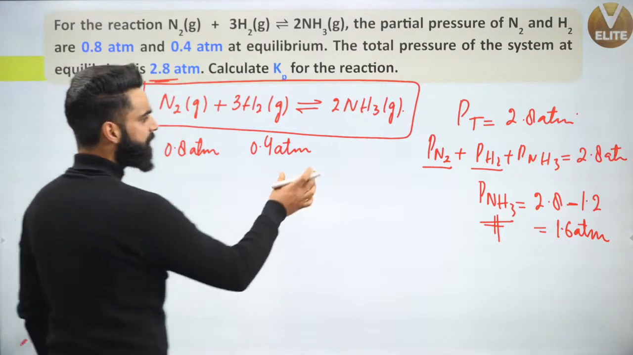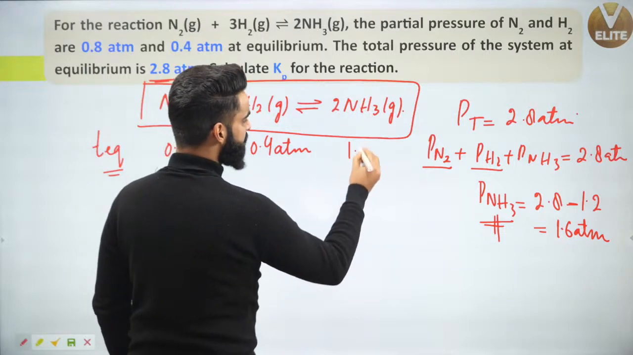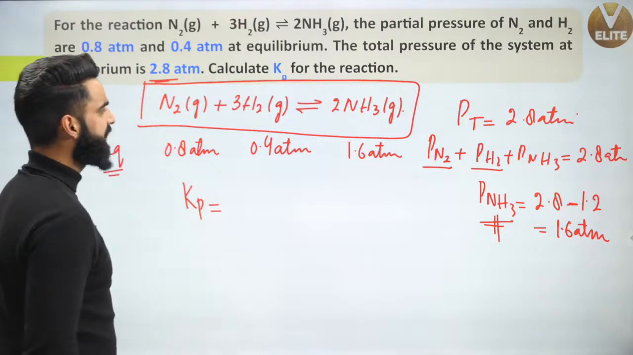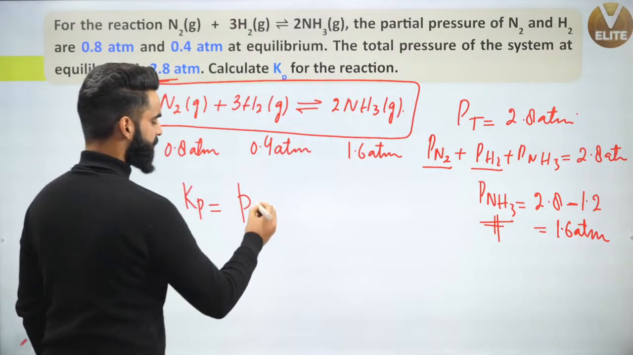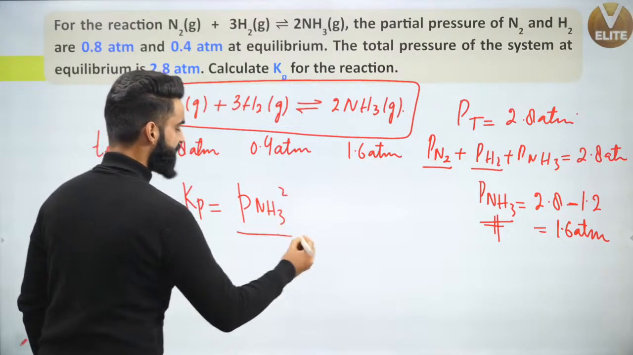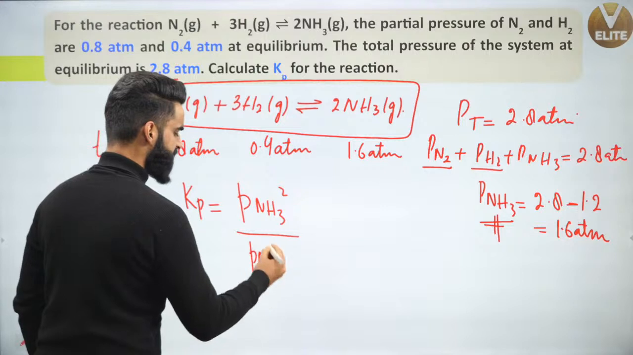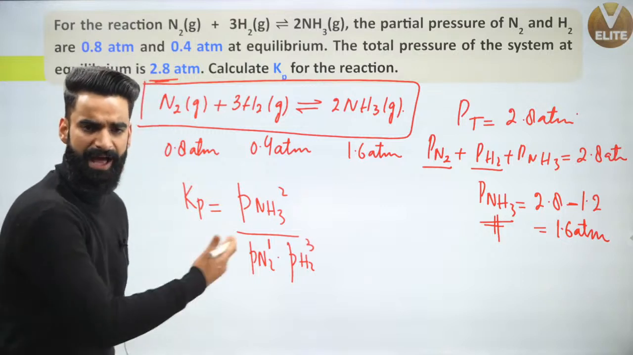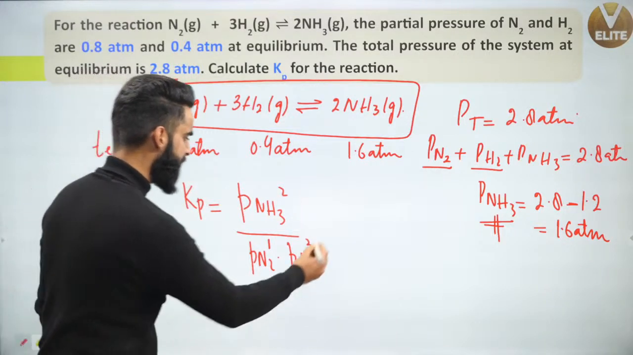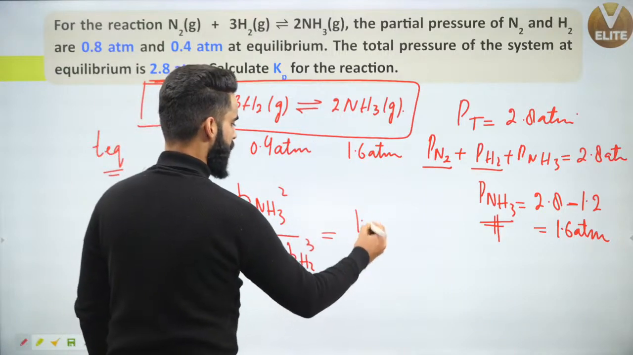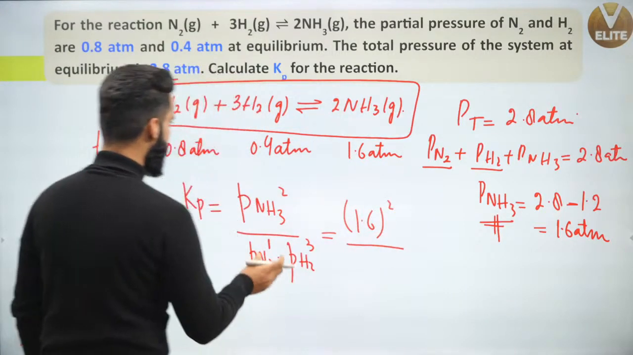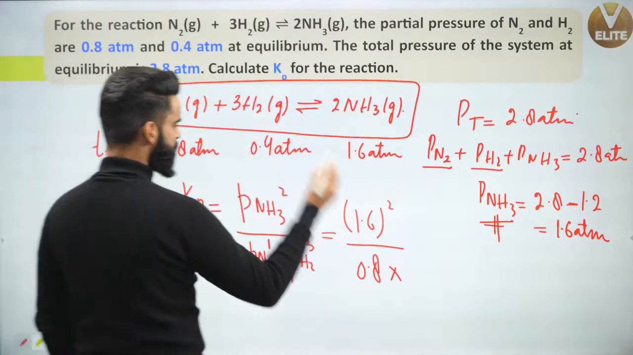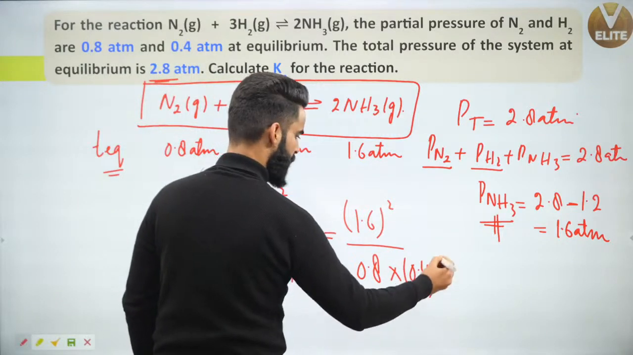I have to calculate the value of Kp, and since I got the partial pressure of NH3 as well, which is 1.6 atm, now I'm going to write the expression for Kp. The expression will be the partial pressure of NH3 raised to the power 2, divided by the partial pressure of N2 raised to the power 1 multiplied by the partial pressure of H2 raised to the power 3. I have got all the values: 1.6 squared divided by 0.8 multiplied by 0.4 cubed.